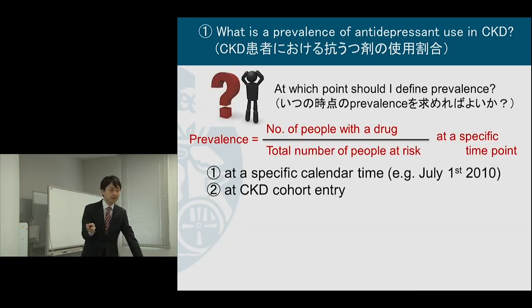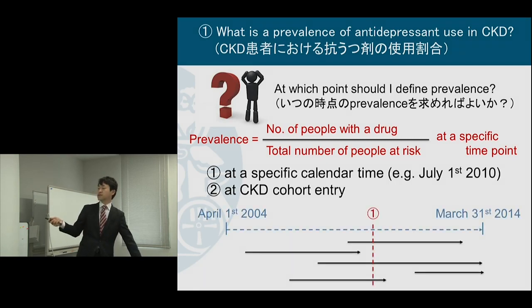Okay, so by identifying the CKD population, the question was what is the prevalence of antidepressant use in CKD? But the second difficulty I encountered was at which point I should define prevalence. Prevalence is generally defined as the number of people with a drug divided by the total number of people at risk in the population at a specific time point. But my question was which to use: a specific calendar time, like July 1st, 2010, or CKD cohort entry. So I had two options.